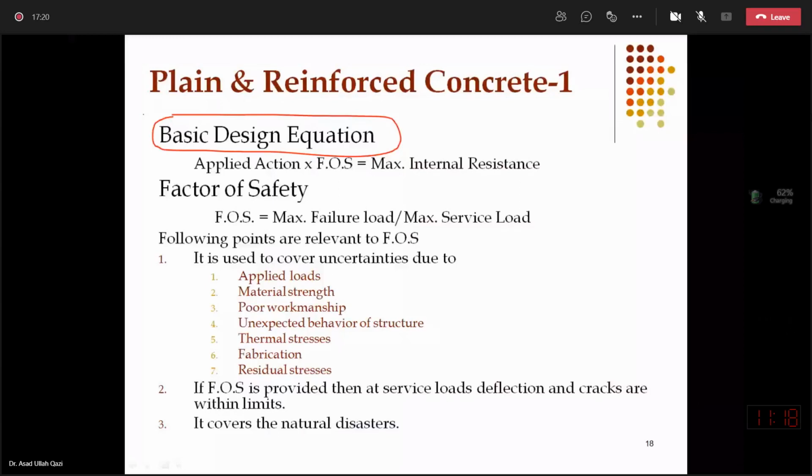So in all these design methodologies, the basic design equation will involve demand versus resistance, action versus reaction, load versus resistance. So if on one side there is applied action or demand, on the other side is capacity. And if we equate them without considering some factor of safety, it might be dangerous. So what we do is we put a factor of safety in that equation.